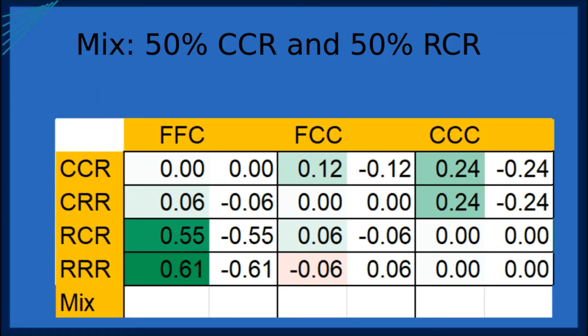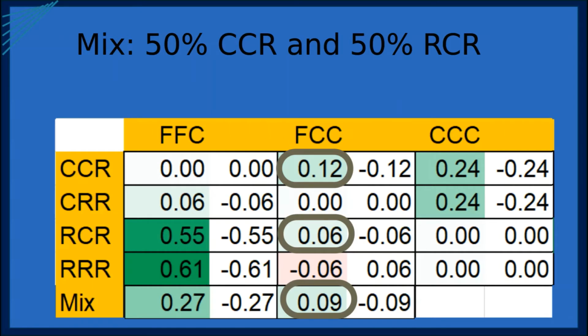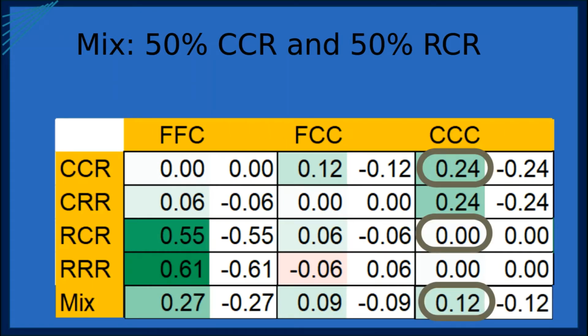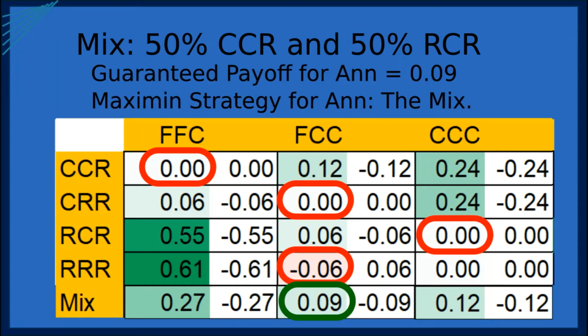Let's add this mix under N's options and calculate the expected payoff against Baz's pure strategies. 1/2 times 0 plus 1/2 times 0.55 is about 0.27. 1/2 times 0.12 plus 1/2 times 0.06 is about 0.09, and 0.12 for the third entry. So, if N is allowed to choose among her 4 pure strategies and just this one mixed strategy and no others, this mix would certainly maximize her guaranteed payoff, and this mix would be her maximin move. However, N might look for even better mixes. Since this 50-50 mix is weakest against FCC, we might have to use more CCR, which is strong there, and less of RCR. We will later see how to best change the recipe.